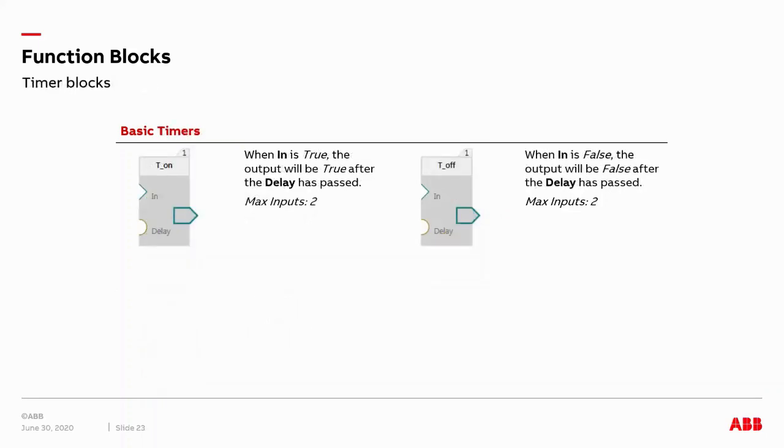Get into some of the timer blocks. These are the 2 basic ones. There's T on and T off. So when in is true, the output will be true after the delayed seconds have passed. Same thing with the off. When in is false, the output will be false after the delay has passed. Very, very basic, very simple.